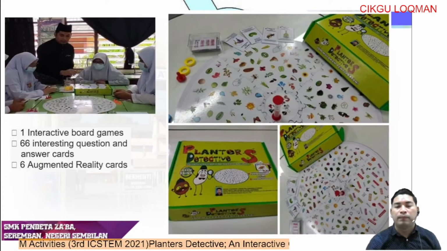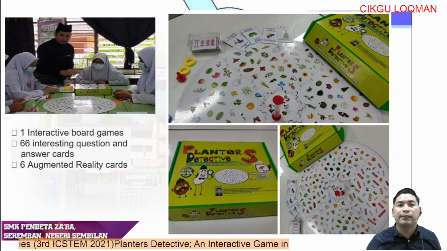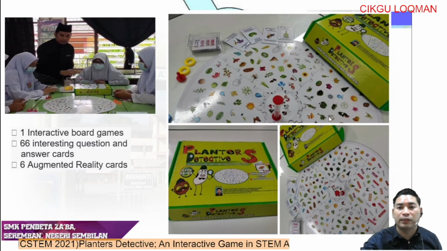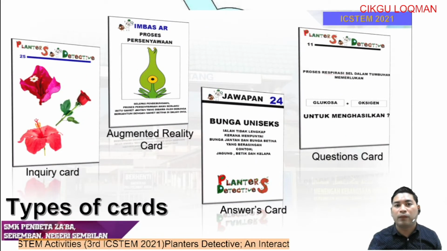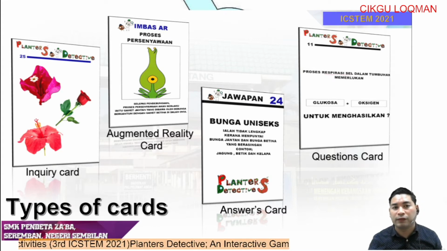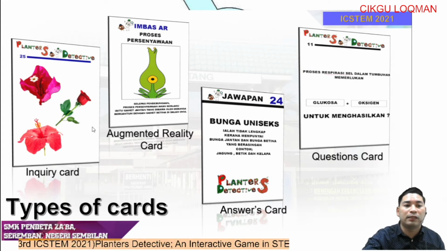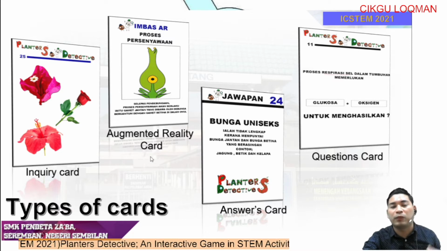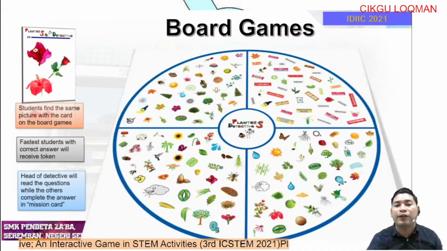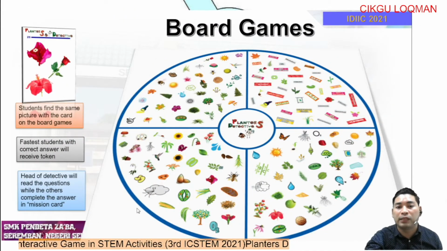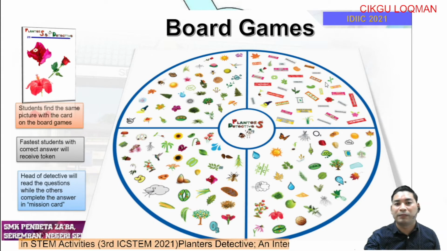The content of Planters Detective: it has one interactive board game, 66 interesting question and answer cards, and 6 augmented reality cards. Planters Detective is a very interactive game because it has 4 different types of cards. As you can see, it has an inquiry card, augmented reality card, answer card, and question card, each with a different role and function. And it also has a very interesting board game, as you can see here, the interactive board game in Planters Detective.